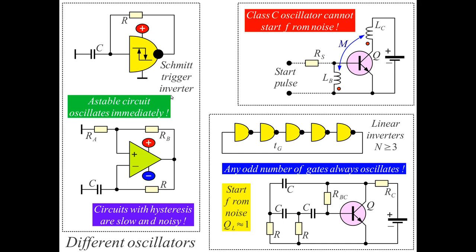We can use astable circuits in our amplifier, and this is frequently done in logic, like this circuit here, the Schmitt trigger inverter, which is used in some RC oscillators in microprocessors.